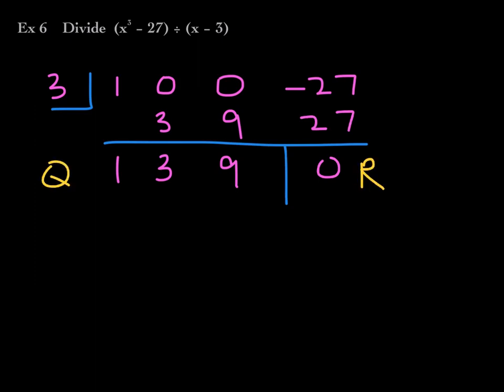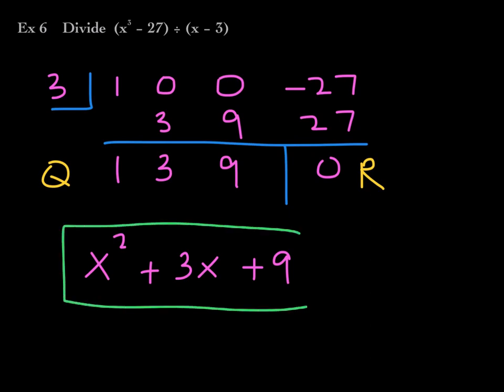Now, your quotient will be degree 2 because you started with degree 3. So your quotient is 1x squared plus 3x plus 9, plus 0 for your remainder. Okay, so you're done. Isn't this fun? I hope you're a fan of this.